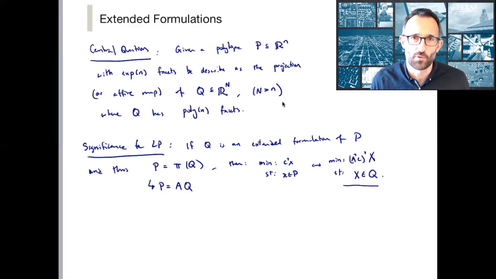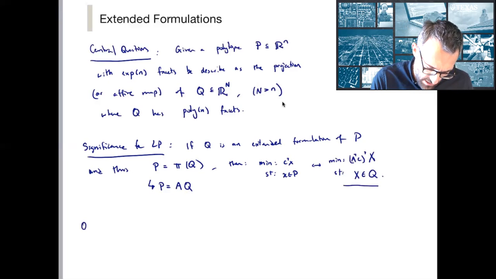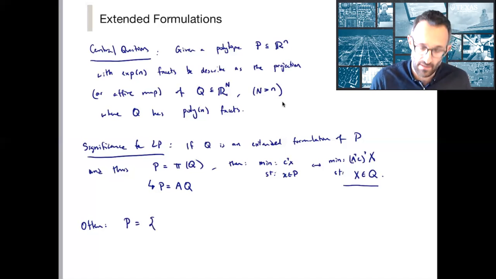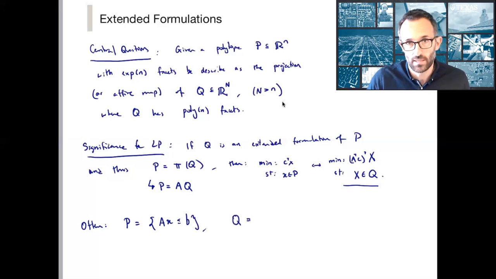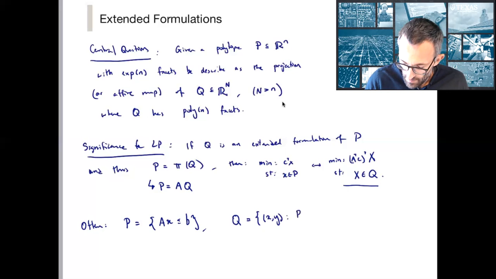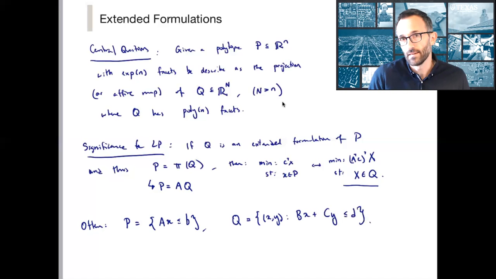One convenient form of representing this, we'll often write, and sorry to use A again here, I'm overloading A, this is obviously a different A. If P is all x such that Ax is less than b, we'll often write a canonical extended formulation that looks the form Q is all (x, y) such that Bx plus Cy is less than d. And in that case, the affine map from Q to P is just a coordinate projection, just keeping the first k coordinates.